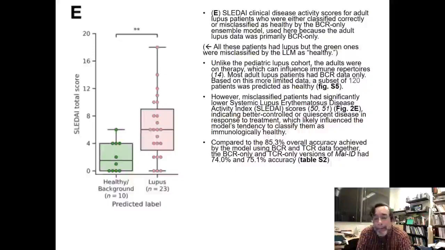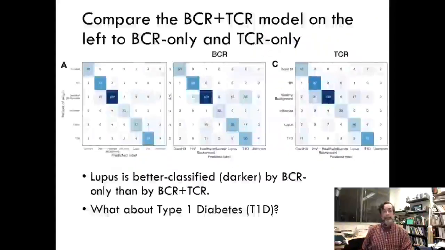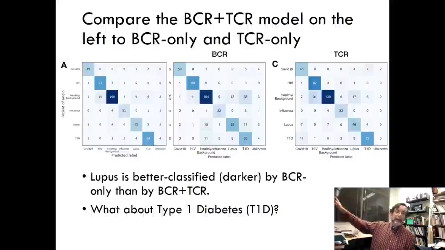They also found that even though they didn't have much TCR data, there was actually 85.3% overall accuracy when you use BCR and TCR together. More data means better accuracy. We want to look at each of these diseases because they have the graph I previously showed you on the left, then the graph in the middle is BCRs, and the graph on the right is TCR only. So the graph on the left is using both BCR and TCR sequences. The one in the middle, only BCR. The one on the right, only TCRs.